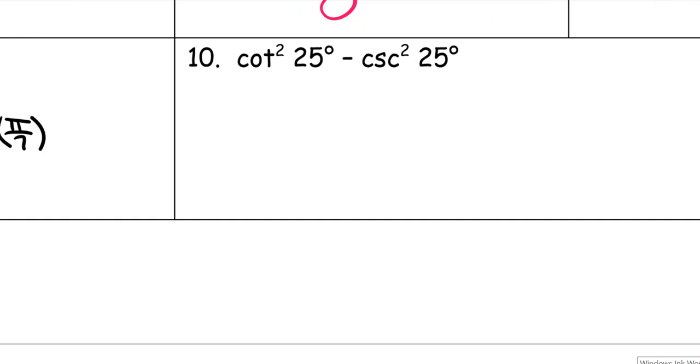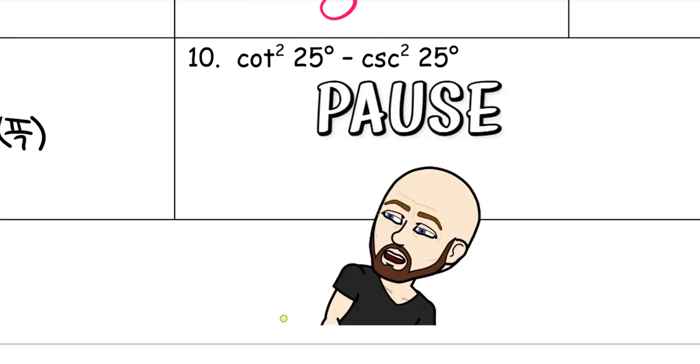So on this one, we're going to have to do a little trigonometry substitution from one of our fundamental trig identities. Go ahead and pause. Let me know which one you substitute out and what your final result is. When you're ready, come on back.